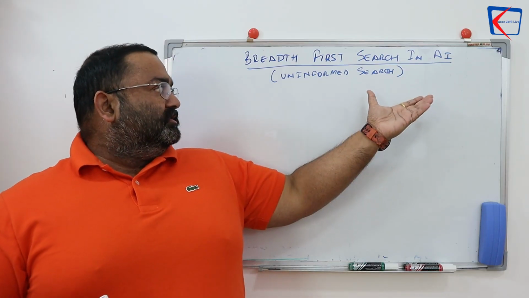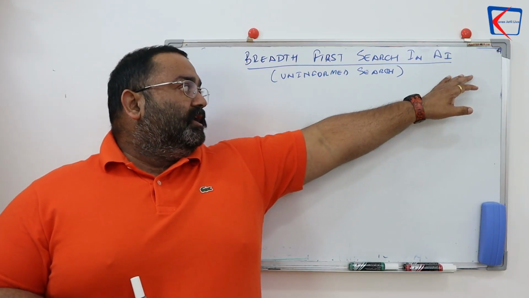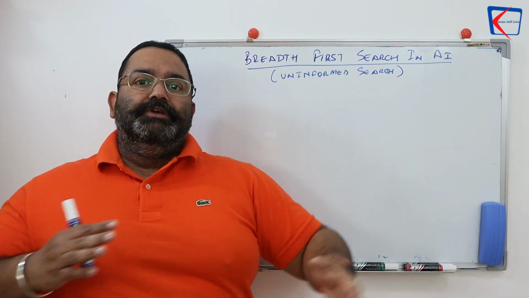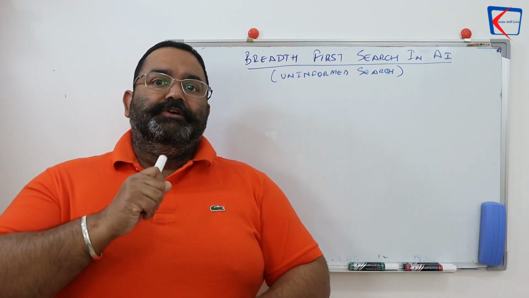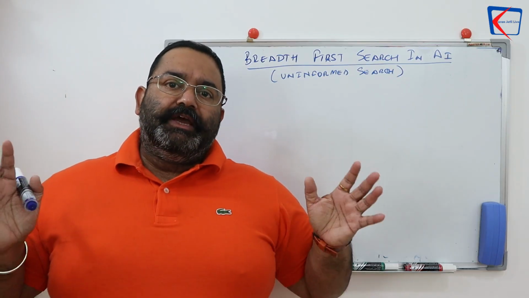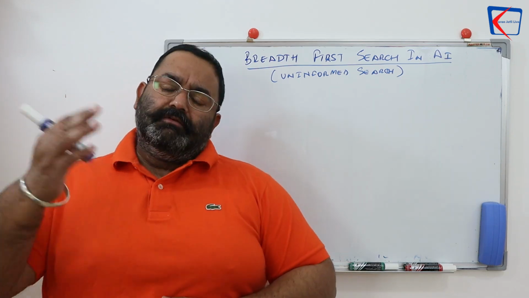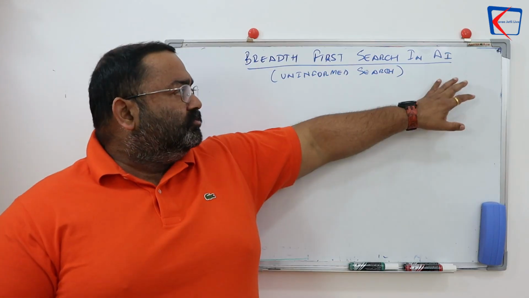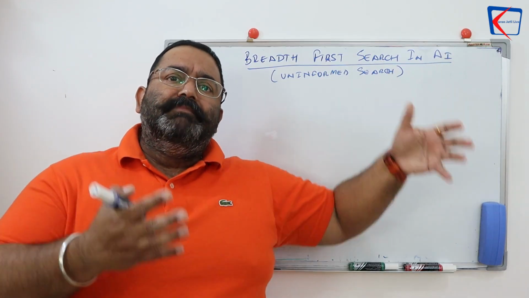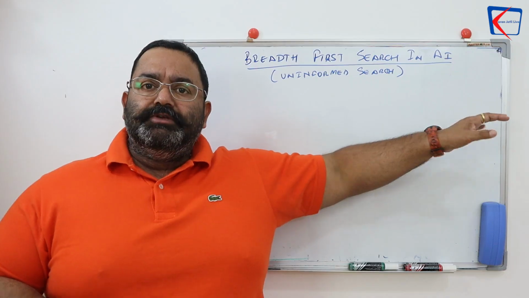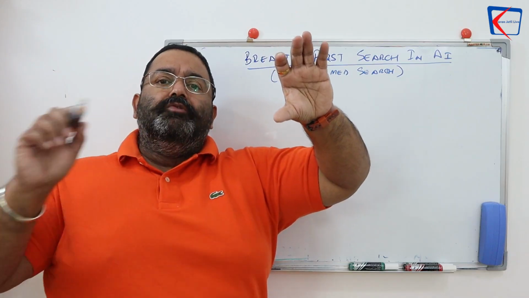Today in this video we are going to discuss breadth first search, which we also call uninformed search in AI. Why do we call it uninformed search? Because in this type of search we do not use any information to reach our goal. We go node by node and hope to reach our goal. This is also called brute force search, because we do not have any information. We go to one node, then to the next node, and try to look for our goal.